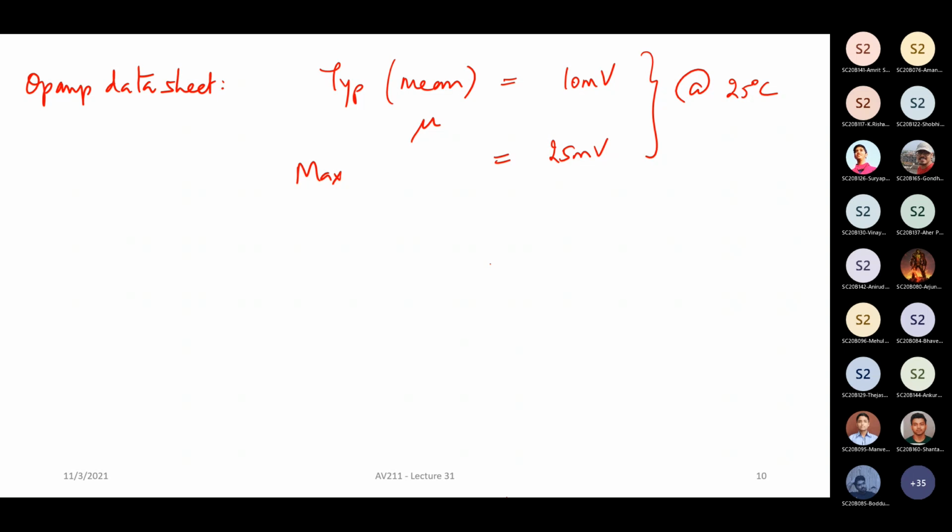Now at 25 degrees Celsius operation, what is the useful range of your op-amp if it's going to work as a comparator? Or let us say, even if you have a comparator IC, there are some comparator ICs I will show you today. Those ICs also will have offset. Any differential input will have some offset.